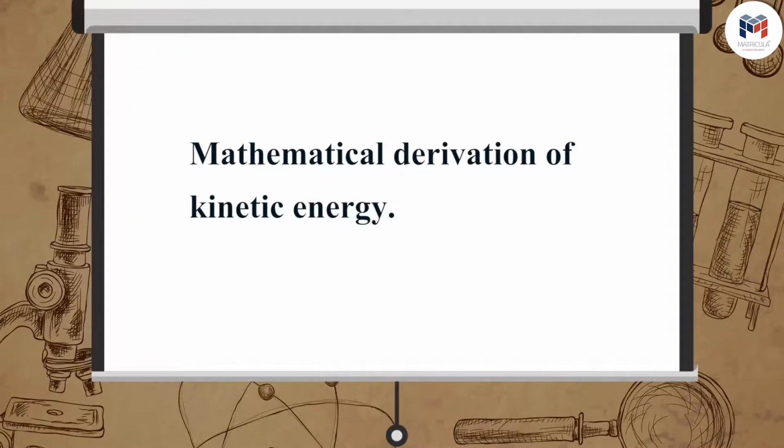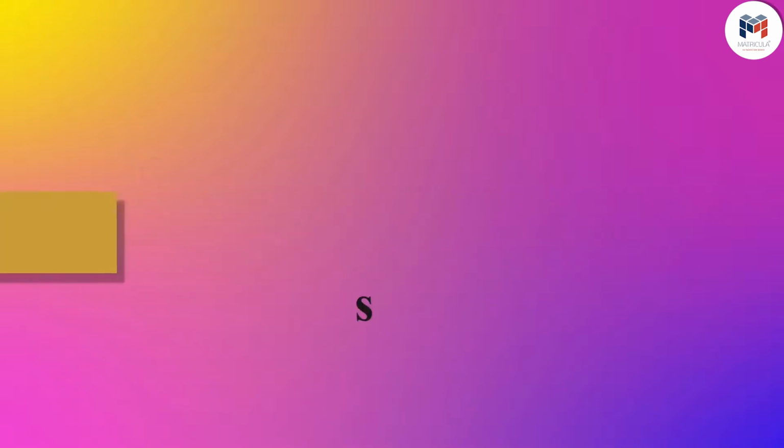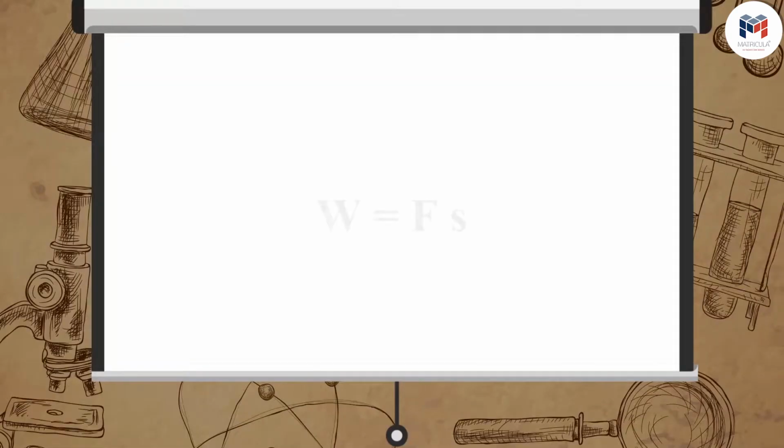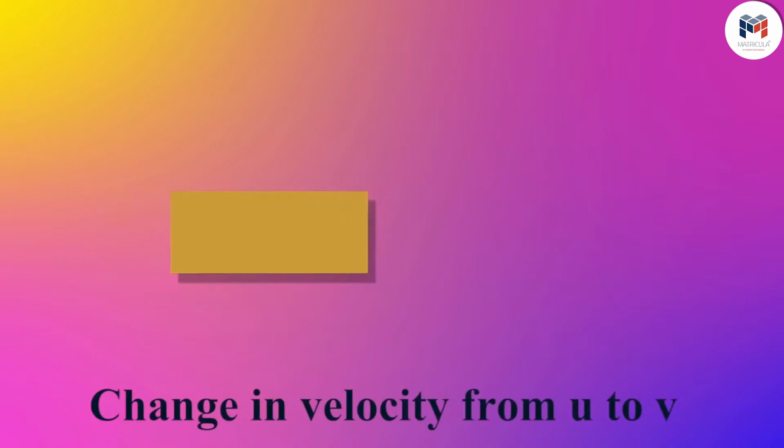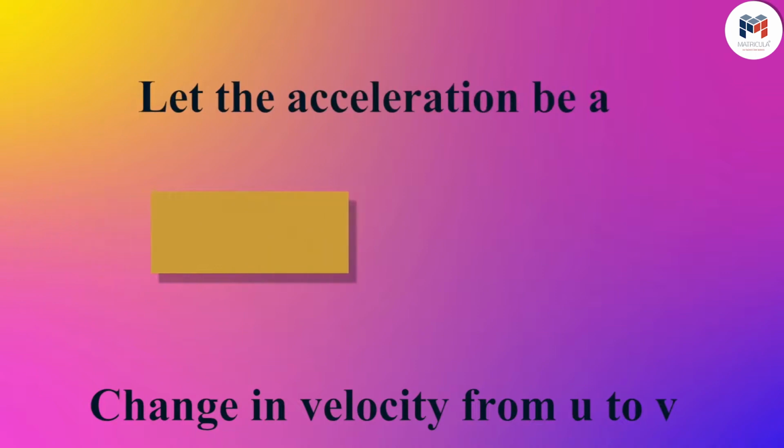Now, let us have a look at the mathematical derivation of kinetic energy. Suppose an object with mass m is moving along with an uniform velocity u. Let a force F act on the object and it gets displaced through a distance s along the direction of force. Now, the work done W is equal to Fs. The work done on the object caused a change in velocity and it changed from u to v. Let the acceleration produced in the object be a.